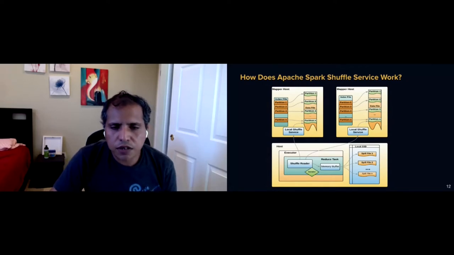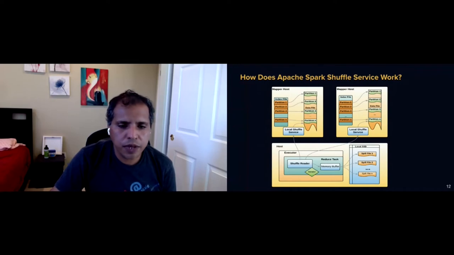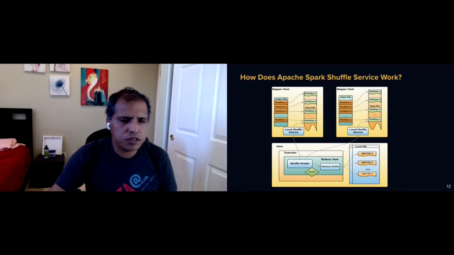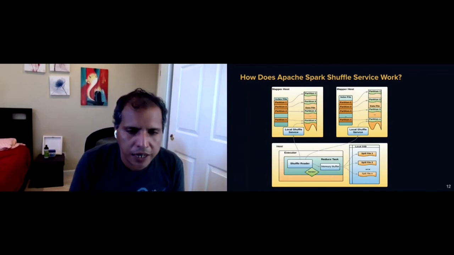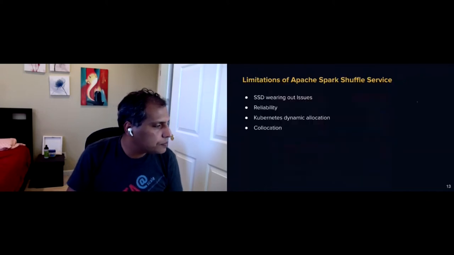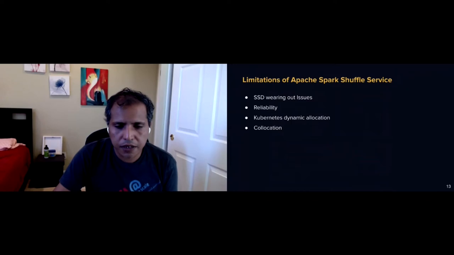So then the reducer will stream the output and put the data into HDFS or any other storage. However, that could be a multi-step process where you may have different spills which you need to combine, etc. So this is how the whole Spark external shuffle service works. This is just for context. So there are certain limitations regarding this process.